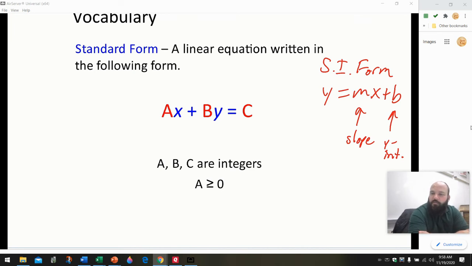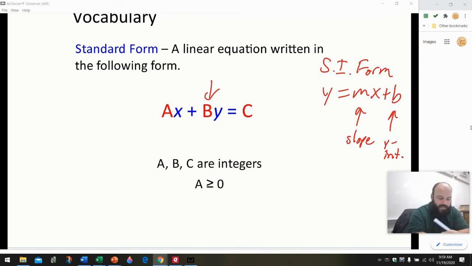We have another form of a line, and that is called standard form. And it says a linear equation written in the following form. And you can see it's ax plus by equals c. Now, I don't want you to get confused with this b right here. If you notice, that b is a capital B. It is not the same as the b in slope-intercept form. That's a lowercase b. And in math, if something's capitalized versus lowercase, that definitely matters.